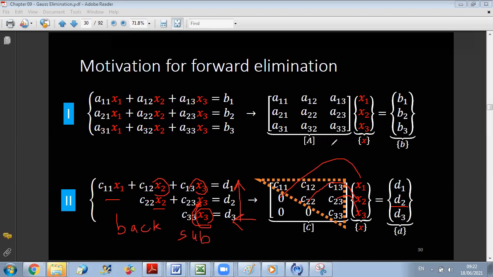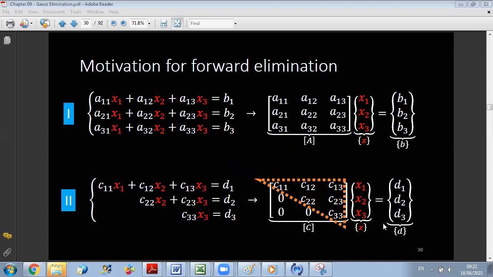And the step to go from a full matrix to an upper triangular matrix is the forward elimination. We will see together how to perform the forward elimination. Any question on this part, on this slide?